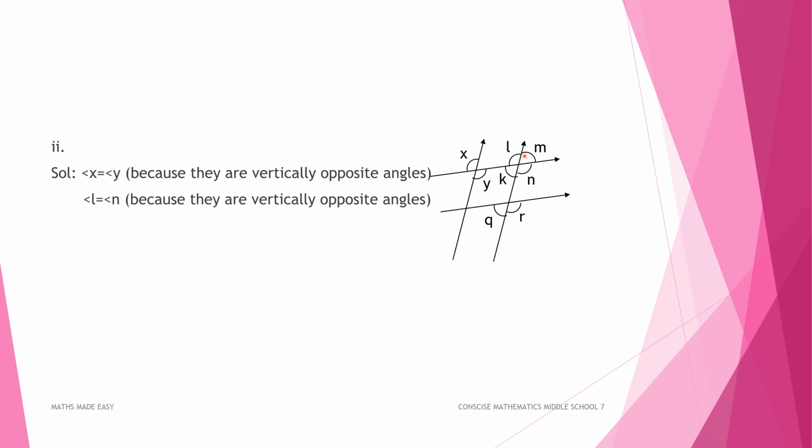angles, because this line and this line intersect at a particular point, and for that L and N are vertically opposite to each other. Similarly, M and K is also vertically opposite, but we will do it a little later.